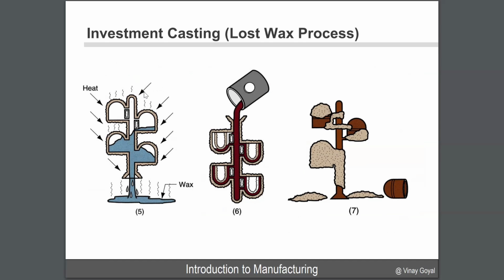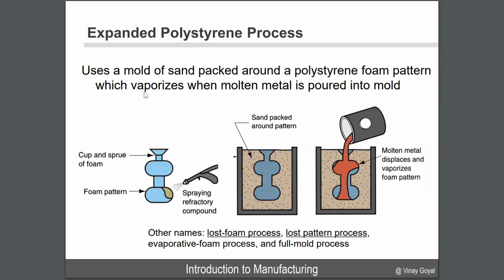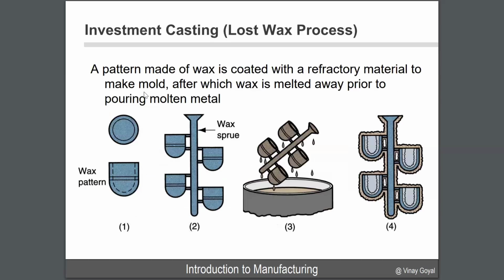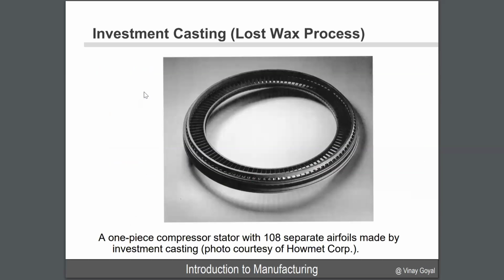You can see that. So think of investment casting as a process where I'm now losing wax instead of losing foam. So very similar approach, but now I'm losing wax. Here is a great example of something that can be made with a lost wax process. Here is a compressor stator with 108 separate airfoils. And they were able to make this with very high quality using this approach called investment casting.